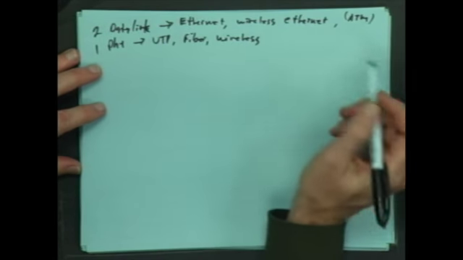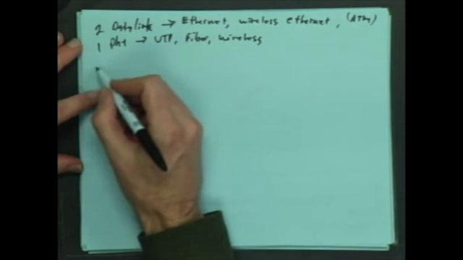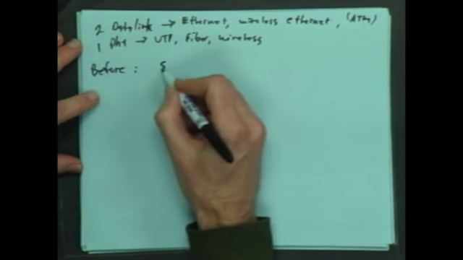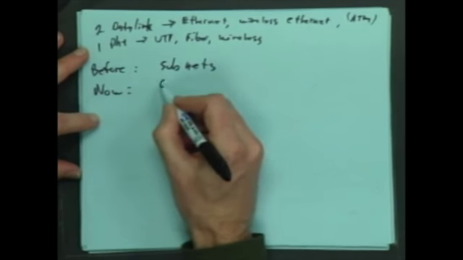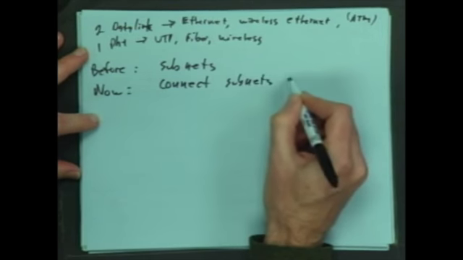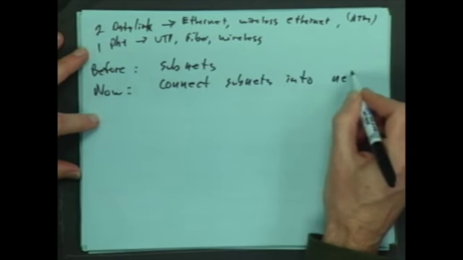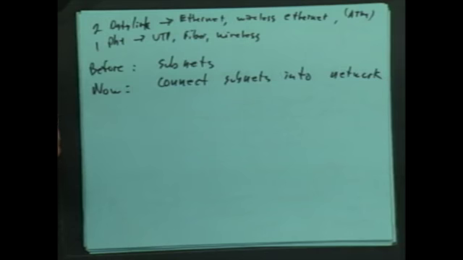Now we need to glue it all together. Okay? The 2 layers before were subnets. Now we need to connect subnets into a network. Okay? And that could be a little baby network, or it could be a huge network like the internet. It works the same. So let's talk internet.